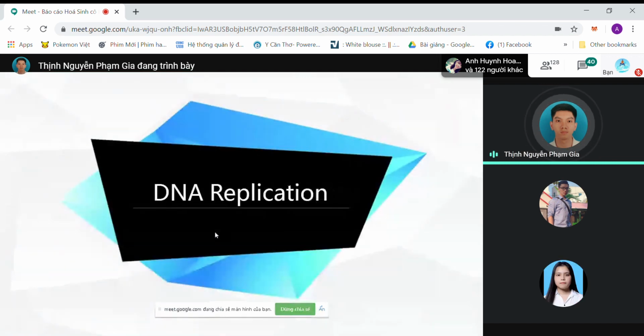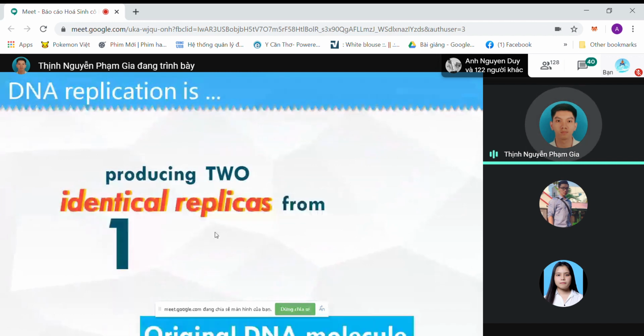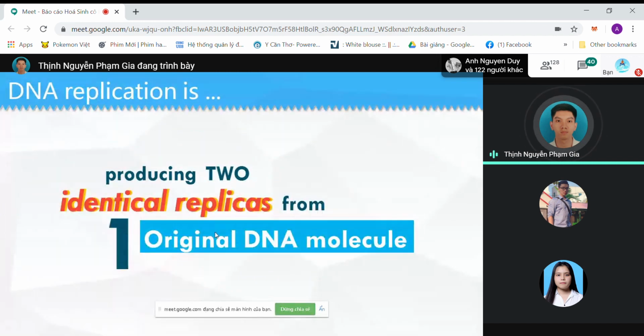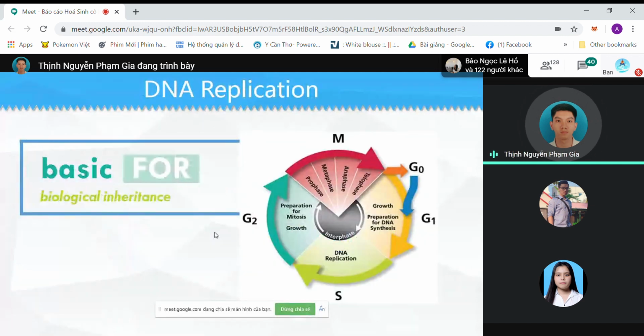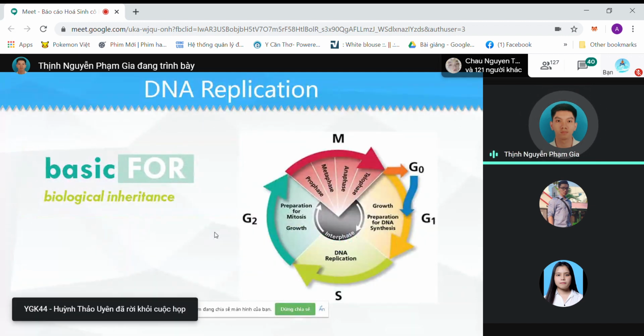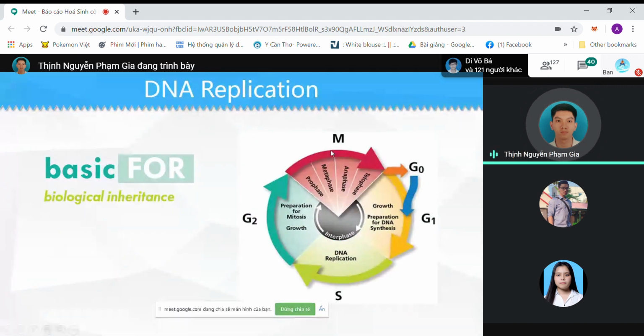The first one is DNA replication. Simply put, DNA replication is the process of producing two identical replicas from one original DNA molecule. This process occurs in all living organisms and is the basis for biological inheritance. And the question is, when will DNA replication occur? You can see interphase here. This is the longest period of the cell cycle, and DNA replication occurs in the S phase of interphase.